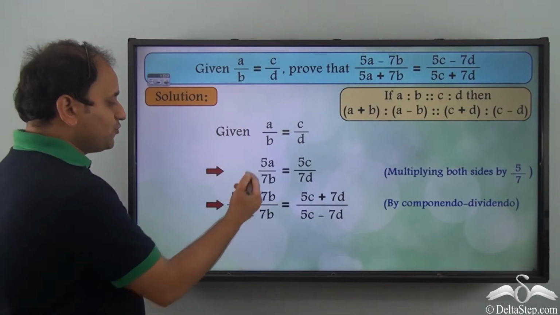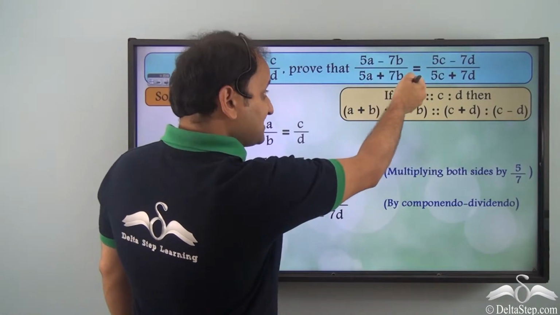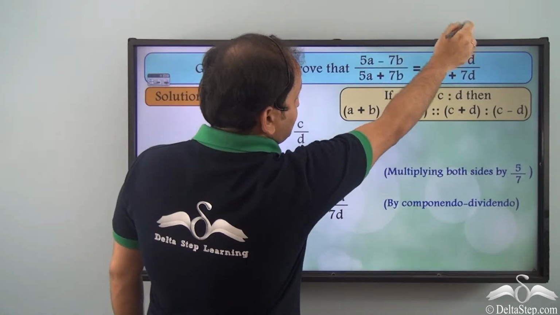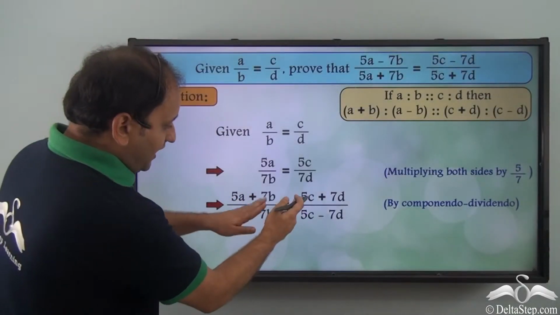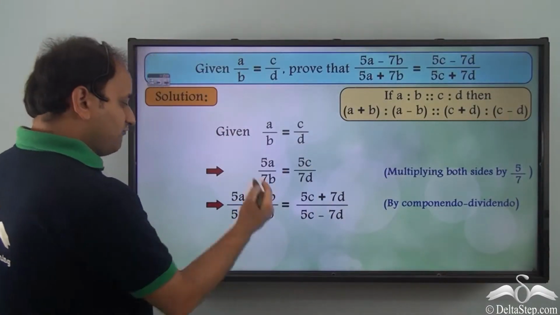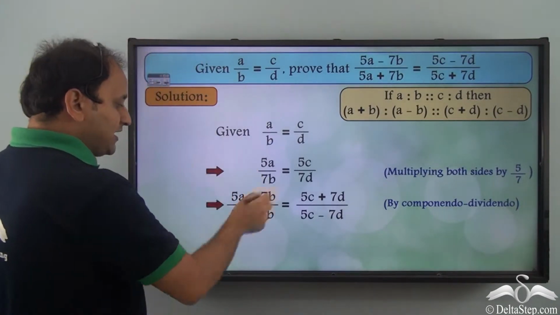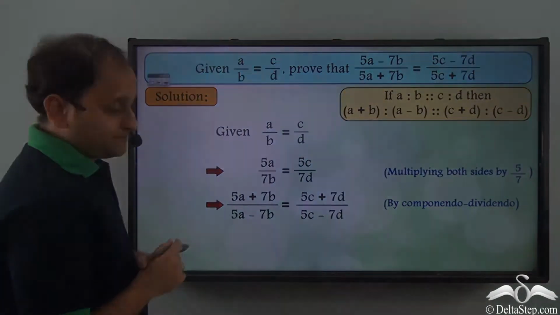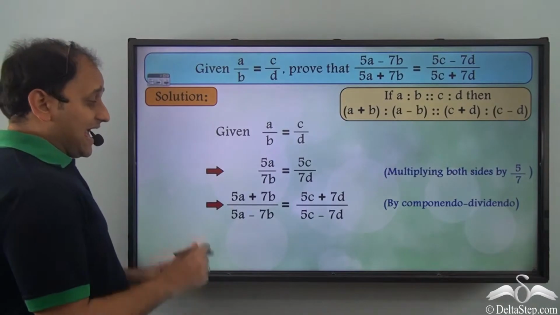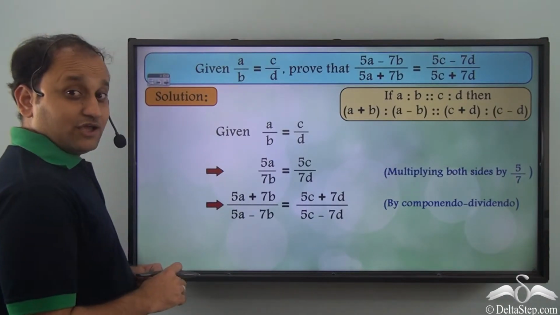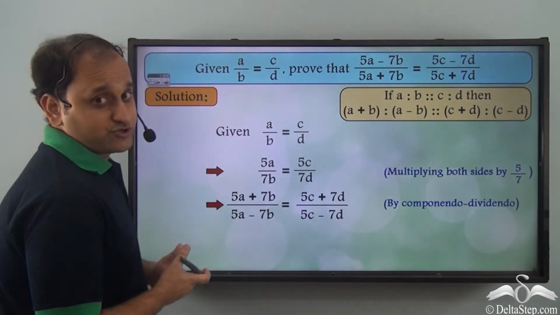Now, what do we need to prove? We need to prove (5a minus 7b) by (5a plus 7b) is equal to (5c minus 7d) by (5c plus 7d). So, we have to actually invert these expressions. That is, we need the denominator in the place of numerator and numerator in the place of denominator. And which property of ratio and proportions can help us do that? Well, we know the invertendo property of ratio and proportion.